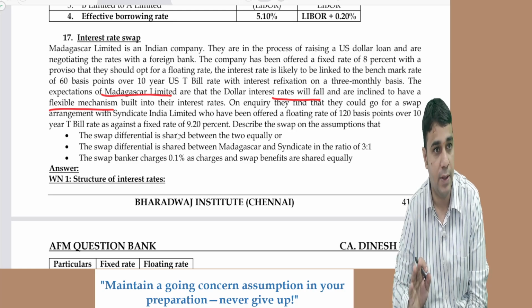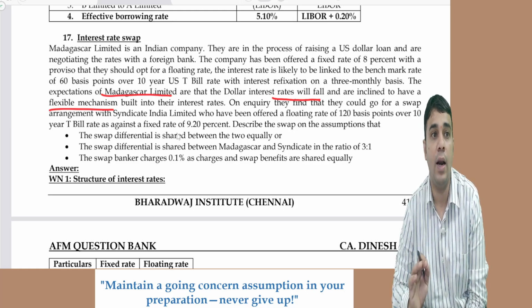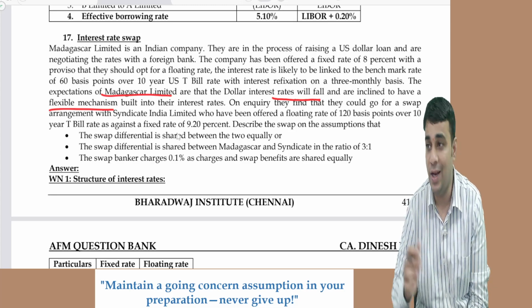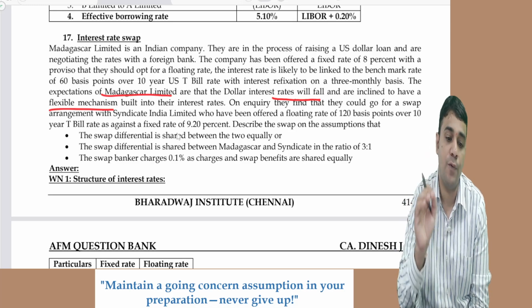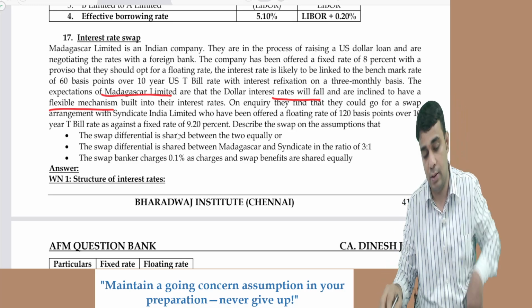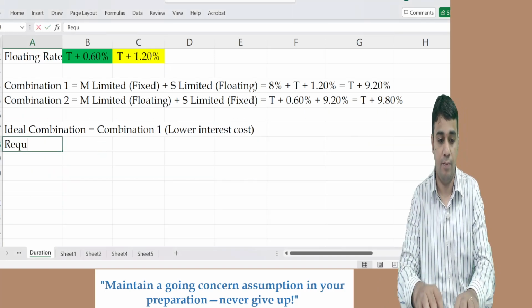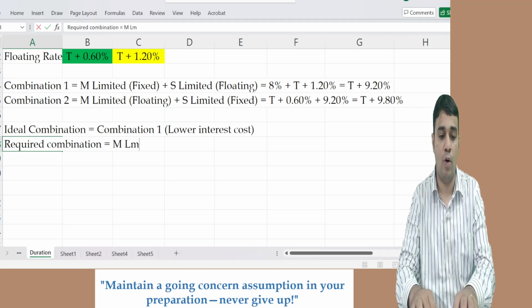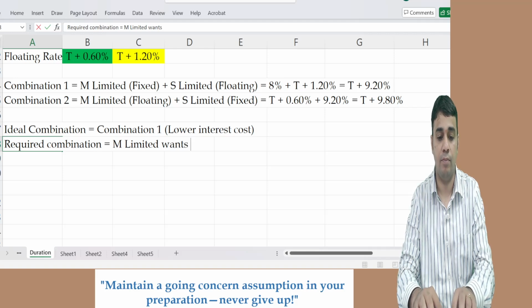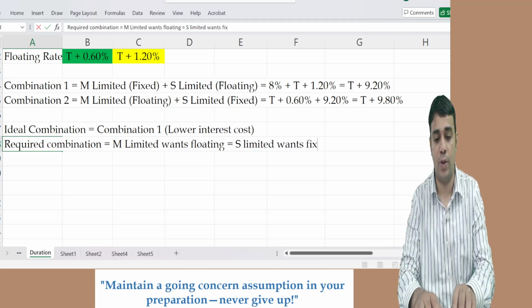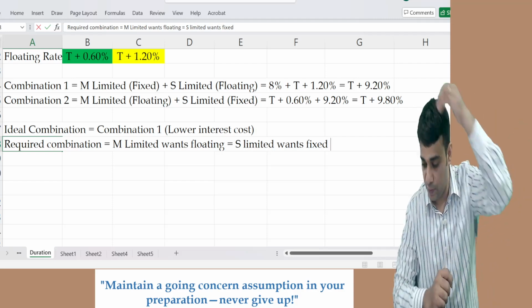Only one possibility when they are in the non-ideal combination. Whether it is non-ideal or not, I don't know. As of now, M wants floating. Then, right, required combination. M Limited wants floating, equal to S Limited wants fixed. This is not given in the question, but I assume that way. S Limited wants fixed.